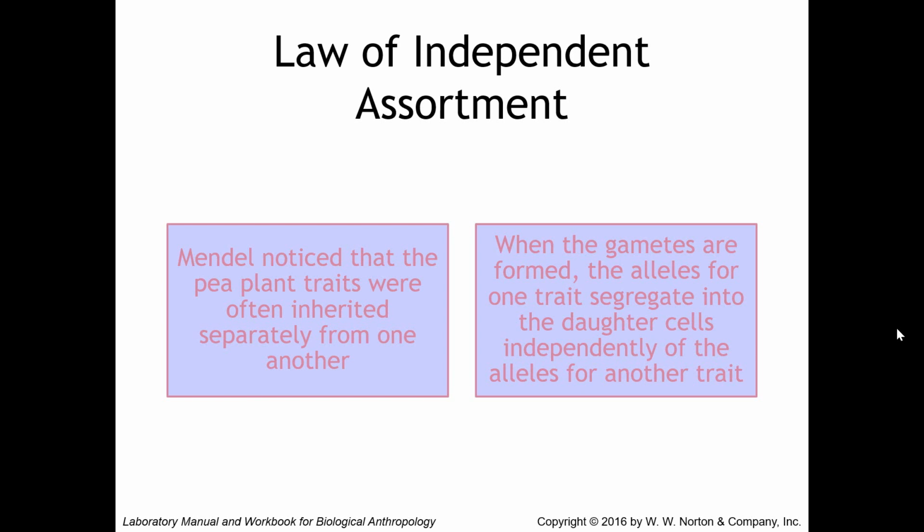We know that this happens during meiosis, during that crossing over period. When gametes are formed, the alleles for one trait segregate into the daughter cells independently of the alleles for another trait. This is particularly the case with genes found on different chromosomes. In contrast, when genes are located on the same chromosome, they are more likely to be inherited together and serve as an exception to the law of independent assortment.